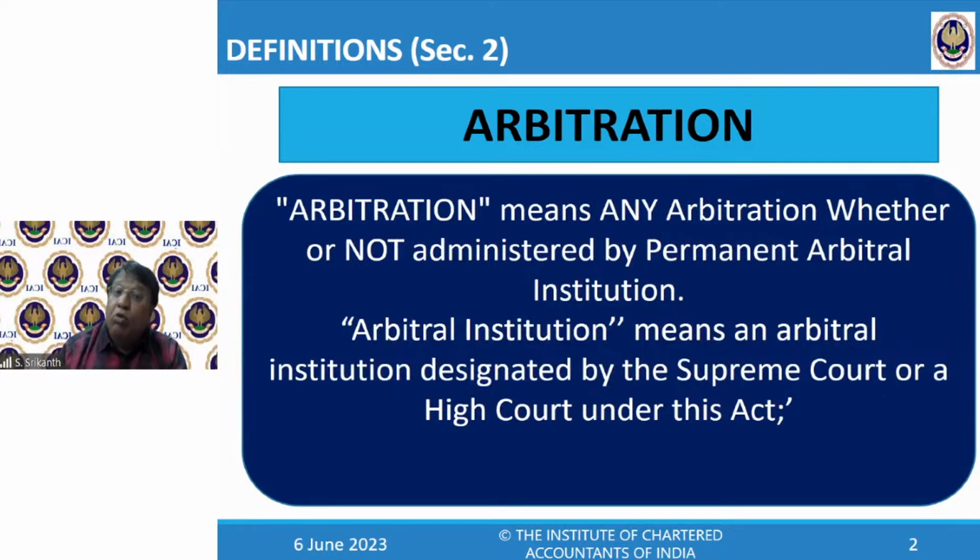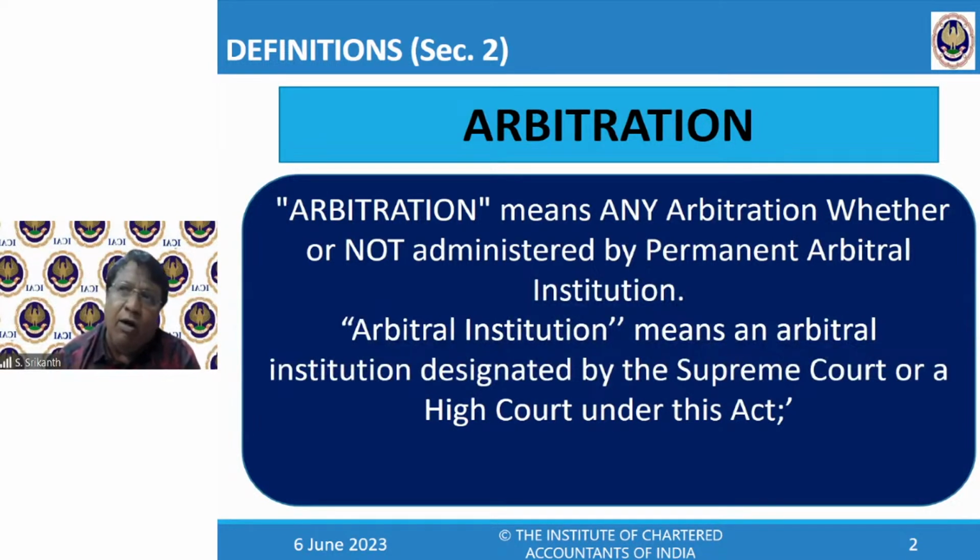But what you should do, you take that award, go to court, and file it, and then take it as a decree and enforce it as a decree. Thereafter, if it is not obeyed, that becomes a contempt straight away. So arbitration means any arbitration, whether or not administered by a permanent arbitral institution.